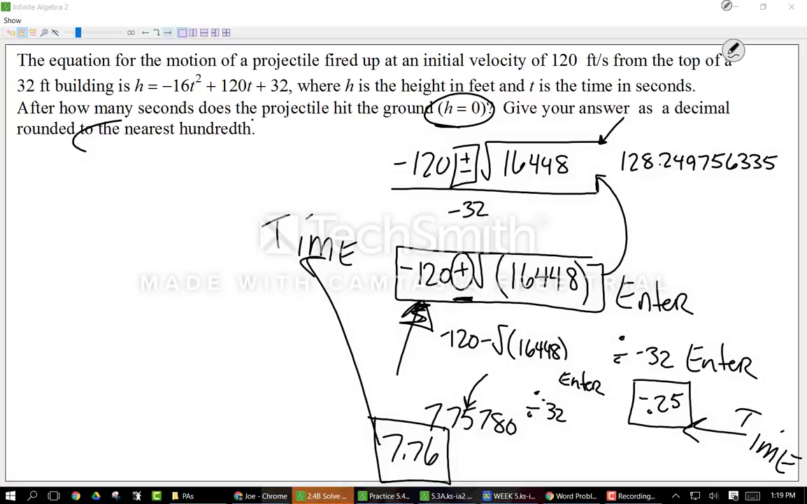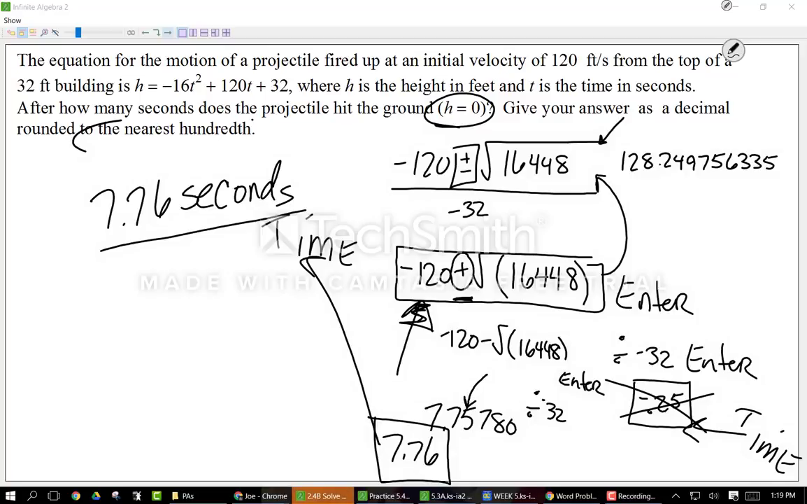Can I have negative time? I cannot. If I did, that would be awesome, but I cannot. So therefore, this negative 0.25 is not an answer. The negative numbers, when we talk about time, automatically get thrown in the trash. We forget about them. So our answer is 7.76. And what are our units? They are in seconds. If you want to abbreviate seconds as SEC, you are 100% okay with that.